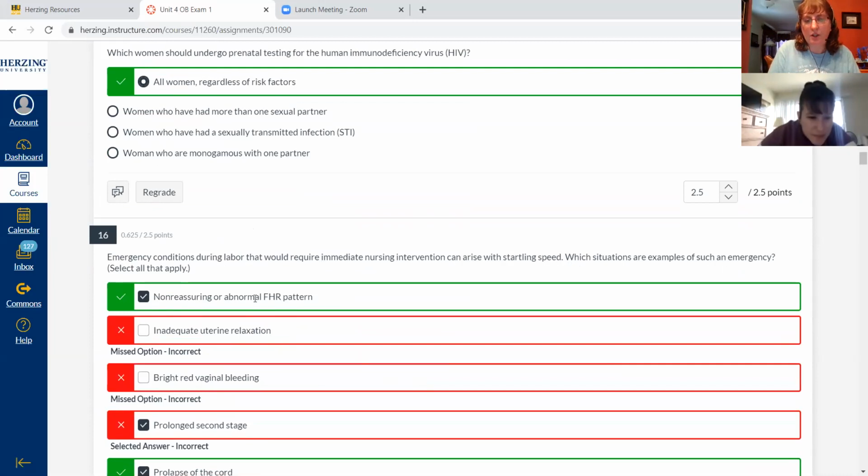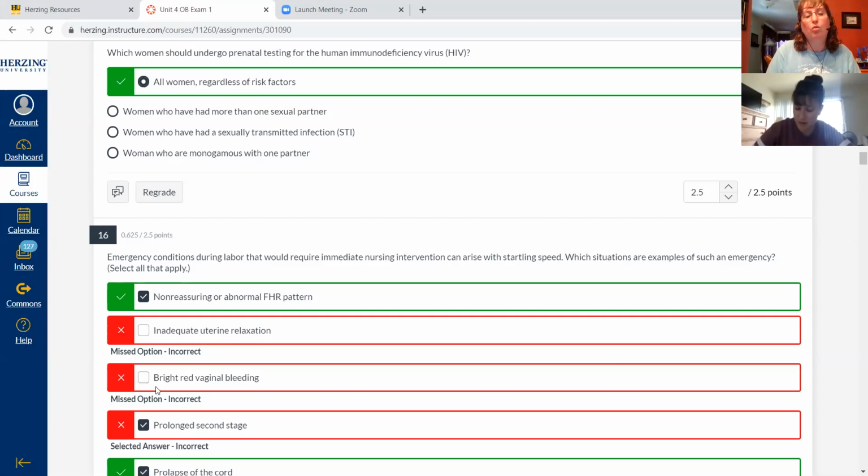You got the fetal heart rate pattern that's abnormal, so that's correct. This one was another one: inadequate uterine relaxation. If the uterus doesn't relax like it should, then what happens? The baby's crushed. Well, you get bleeding, you get hemorrhage. Because in my head, it's like over-squeezing it. Yeah, it's causing hemorrhage because it's not doing what you want it to do.